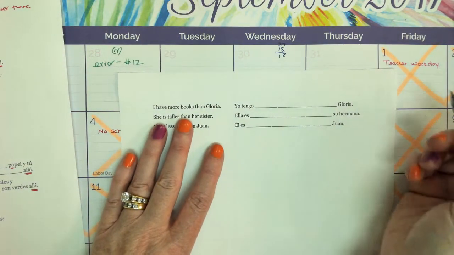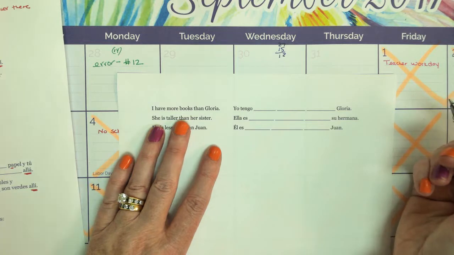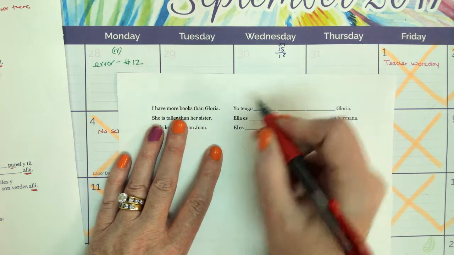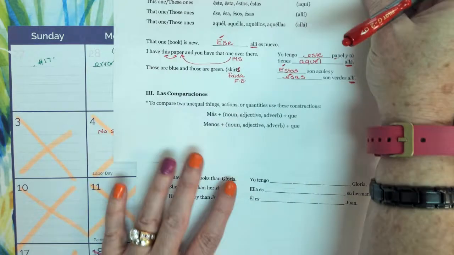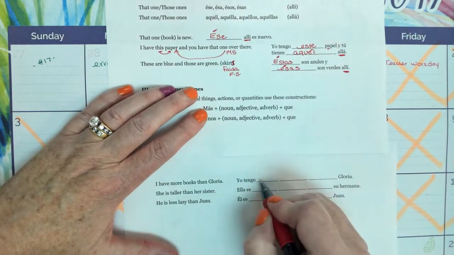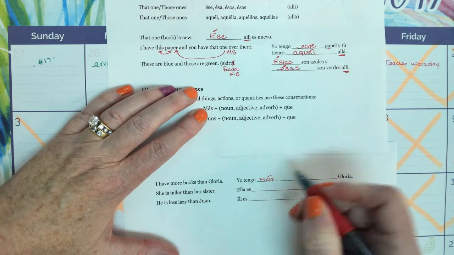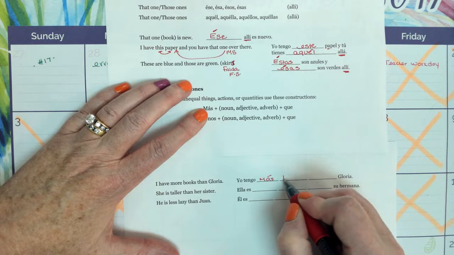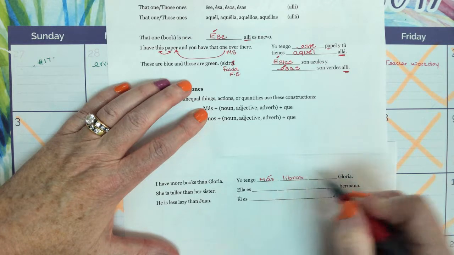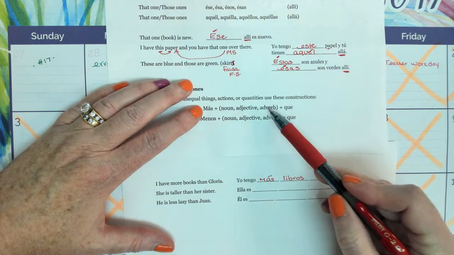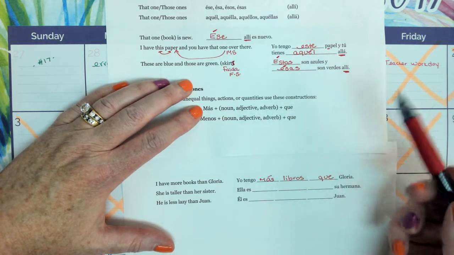So I have more books than Gloria. So we have our three spaces. So yo tengo, and again, we want to use our formula here. So we have más, so we say más, and then books, libros, que. So más, and we had our noun, and then we had que.